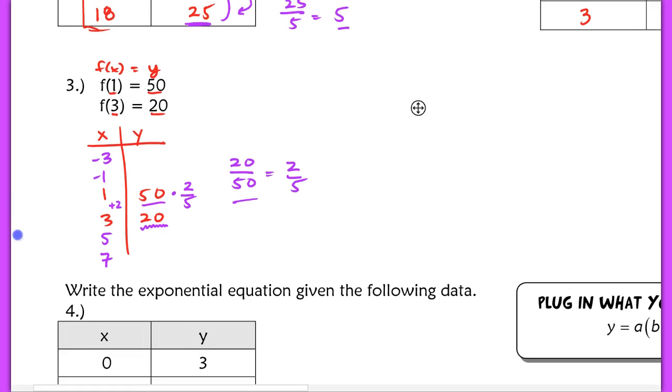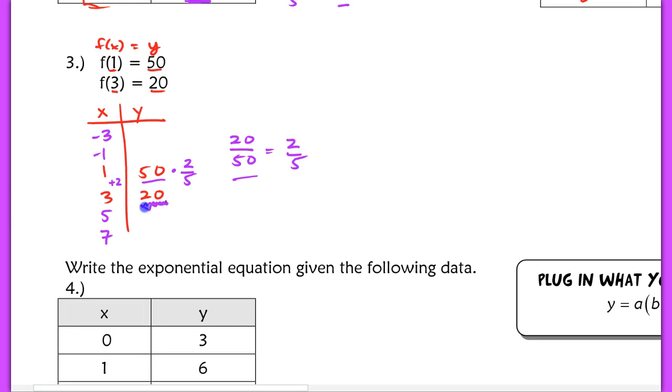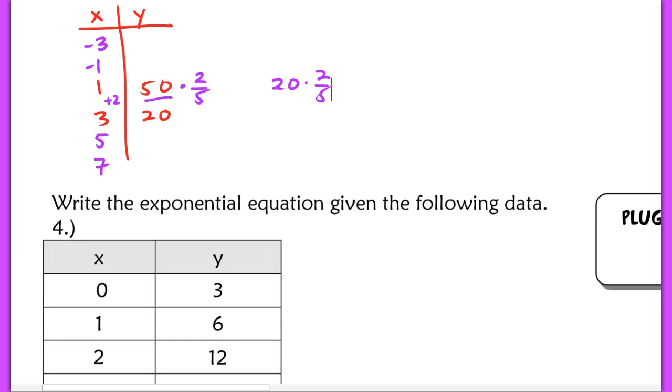But basically whenever you get a value that's harder to see, you're just going to take this number and divide it by the preceding value. Alright, so we're multiplying by a factor of 2/5, which means that my next value here, I'm going to take 20 and multiply that by 2/5 to get the next value in this table.